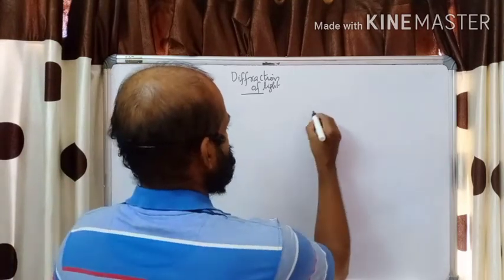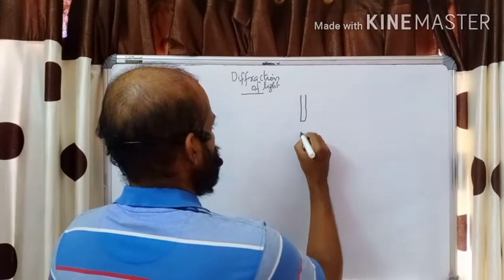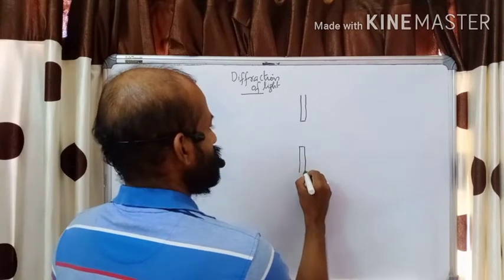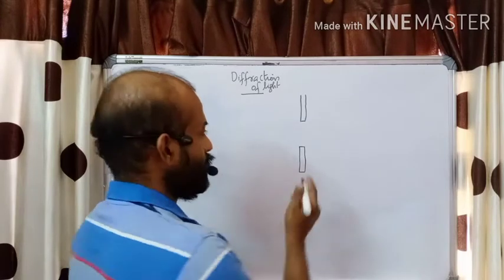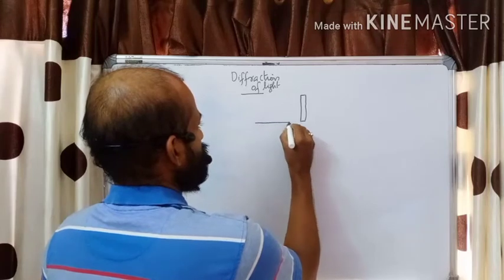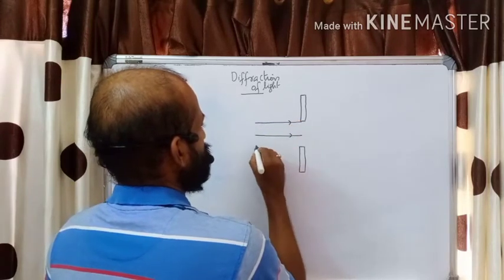So we have a single slit. I have a cardboard, and in the cardboard I have made a slit. I am drawing the slit in slightly bigger size. Actually the slit is very small in size, maybe 0.2 millimeter or like that. This is a slit, and these are the parallel light rays. Parallel light rays are passing through the slit.